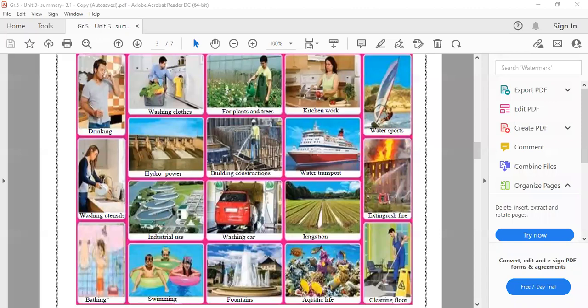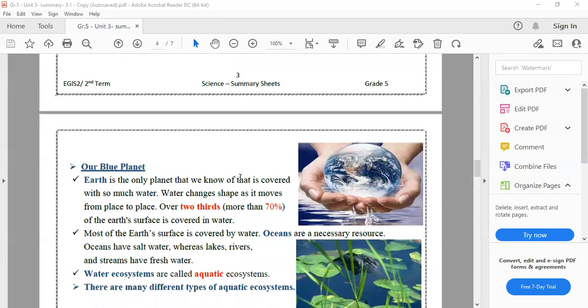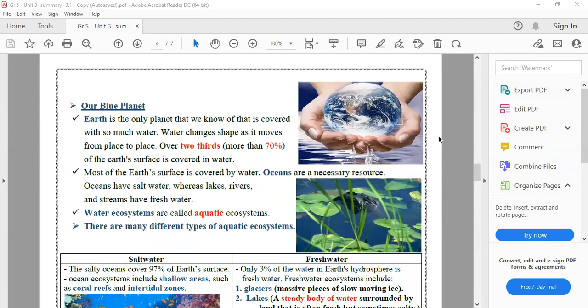So all these are different uses of water in our daily life activities, like drinking, washing clothes, for plants and trees. Also the kitchen work, we use it for hydropower or generating power from water. Building constructions need water. The water transport, water sports, and extinguishing fire, the cleaning floor, irrigation and aquatic life, washing cars, fountains, industrial use, swimming, washing utensils, and bathing. All these are different uses of water, that's why we need it in our daily life.